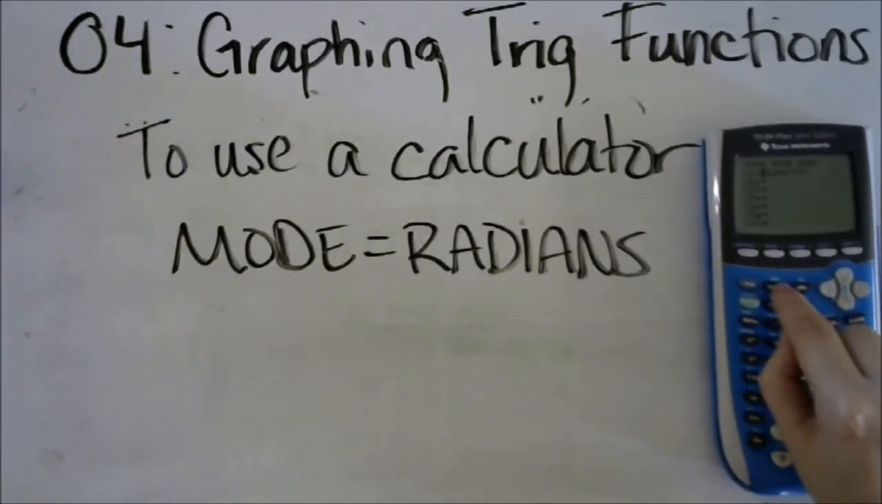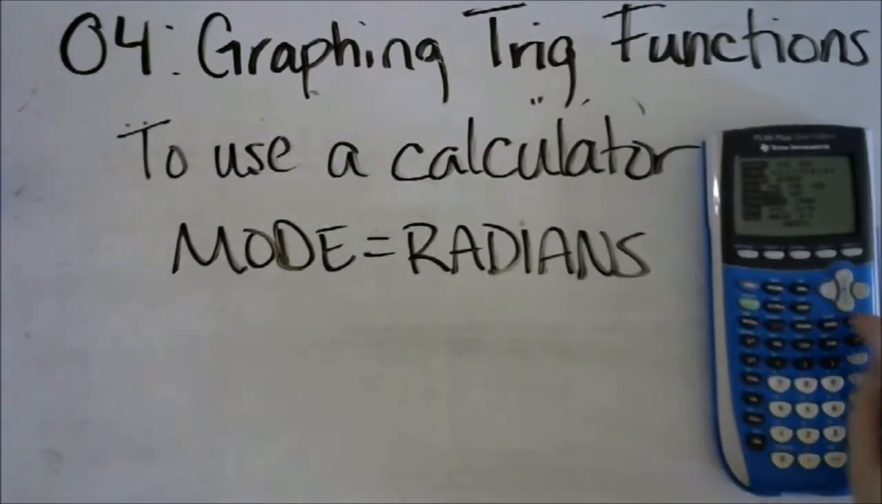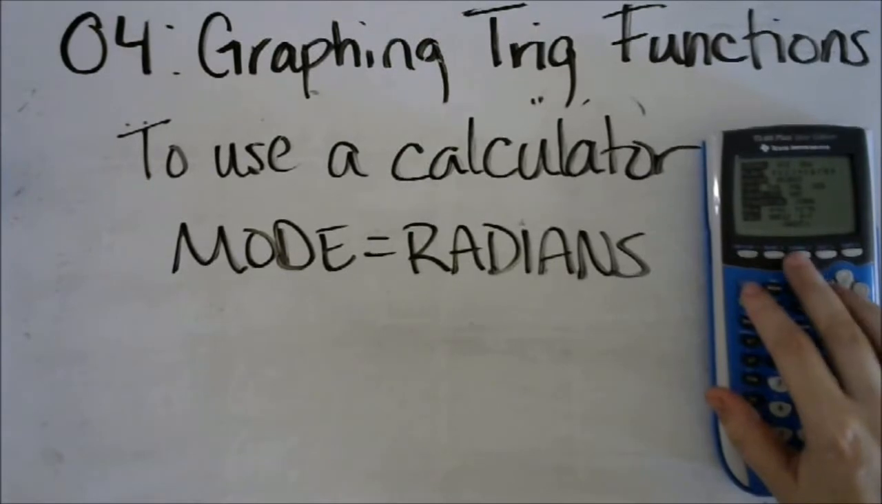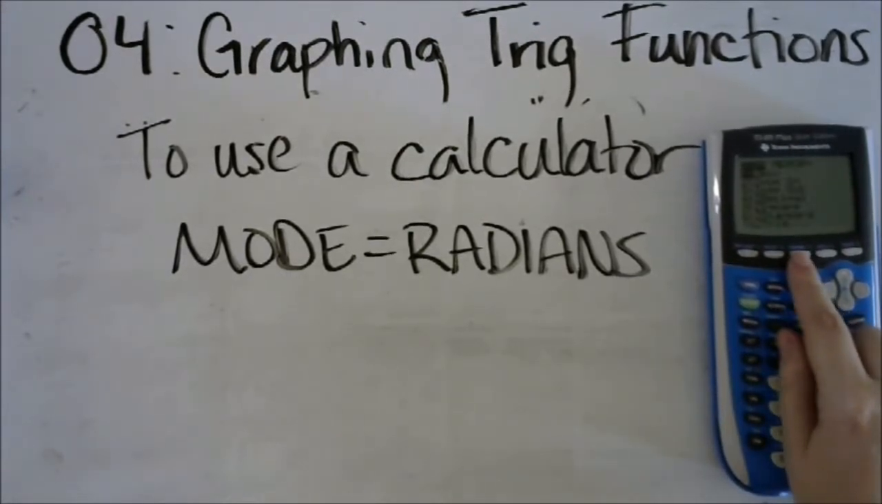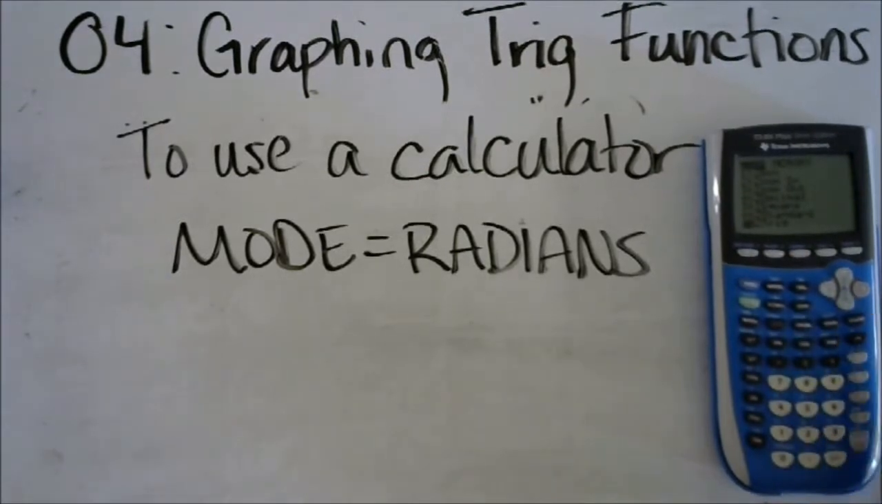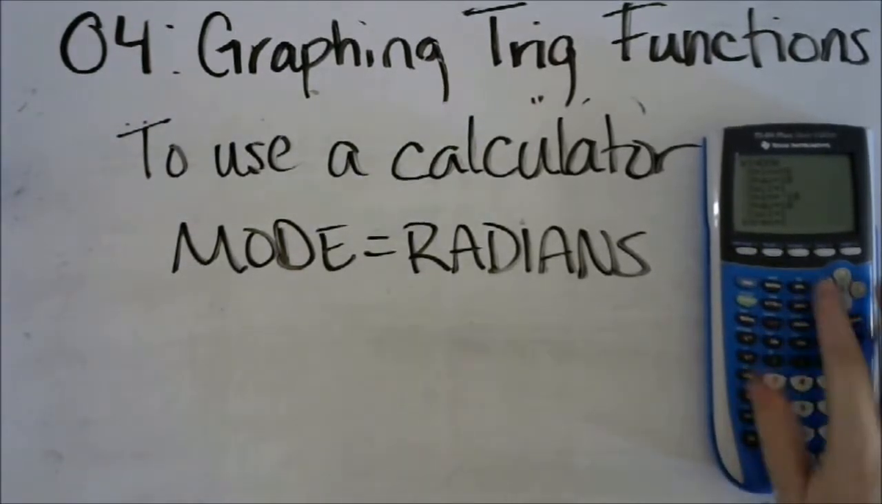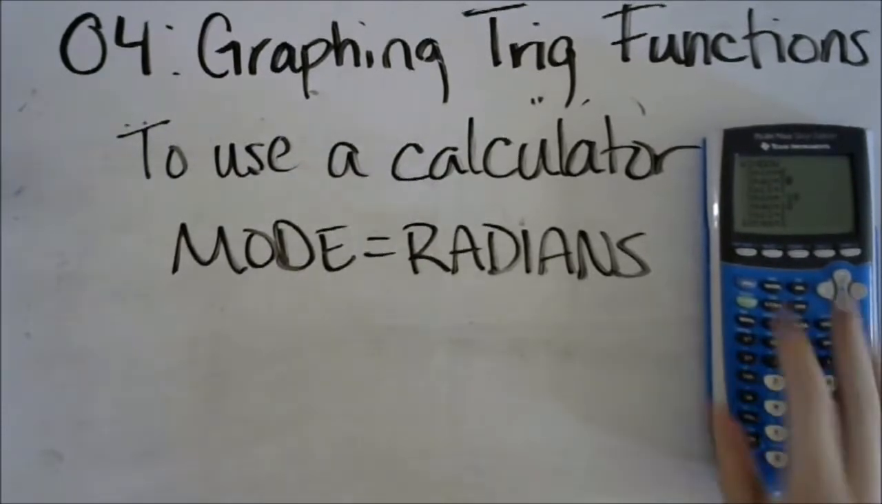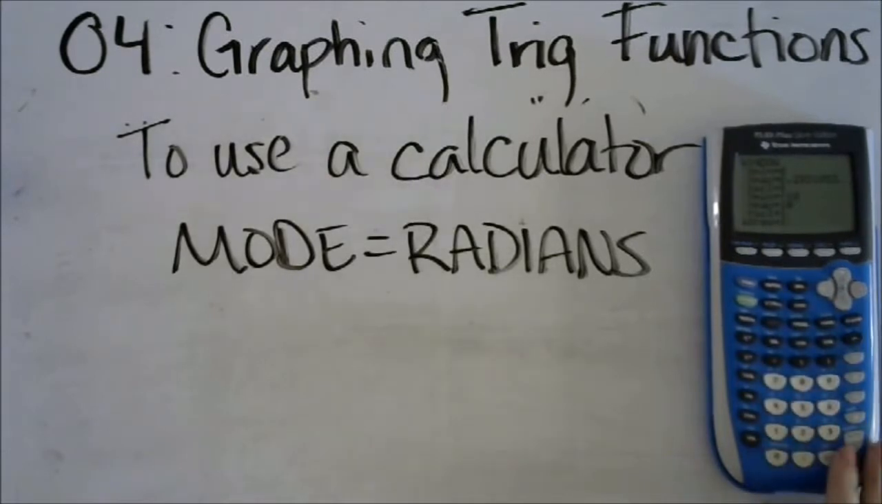Double check that your mode is in radians. Mine is, as you can see. And then we're going to set our zoom or our window. Now there's 2 ways to set this. You can either press zoom, and there is a Z trig available for when you're using trigonometric settings, or you can set your window where x goes, in this case, from 0 to 2 pi, and y goes from -2 to 2.